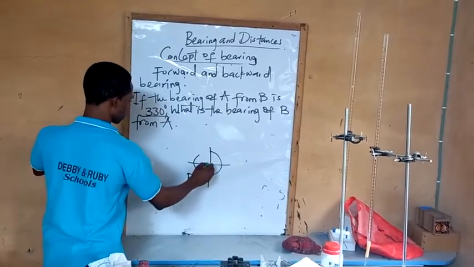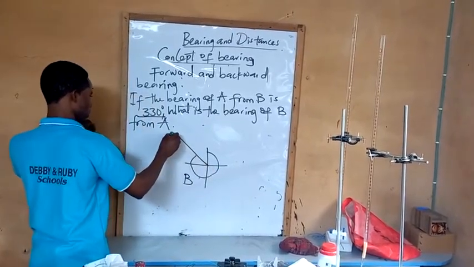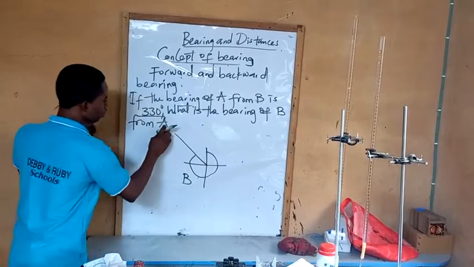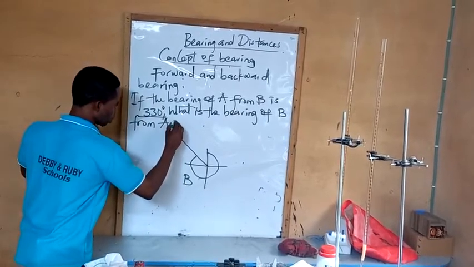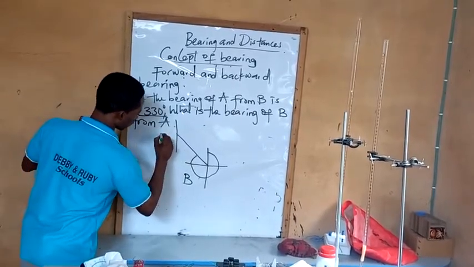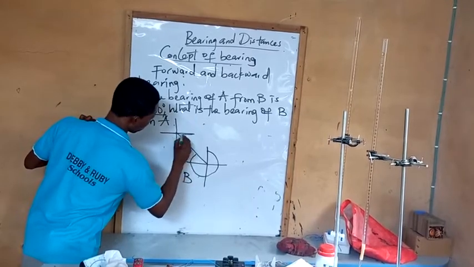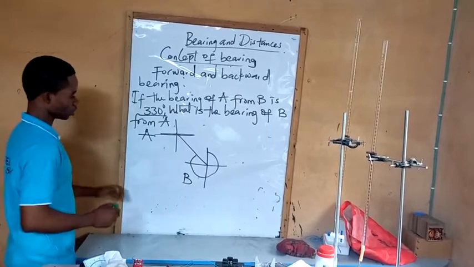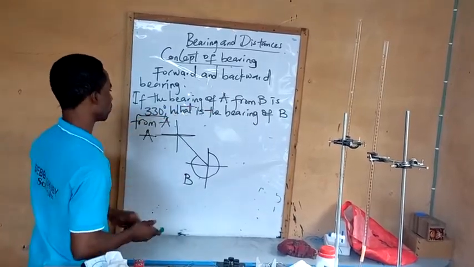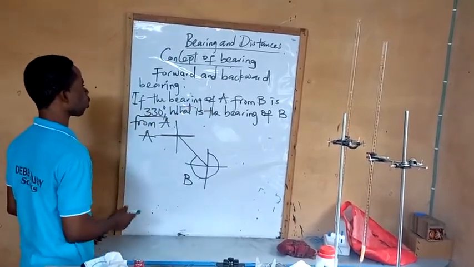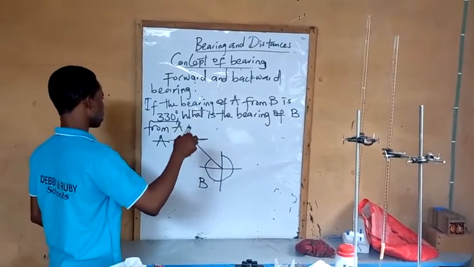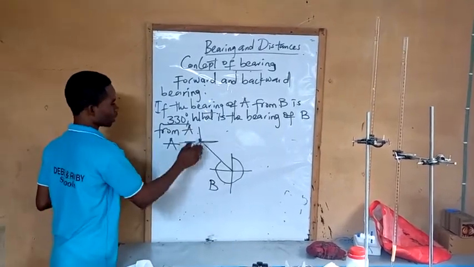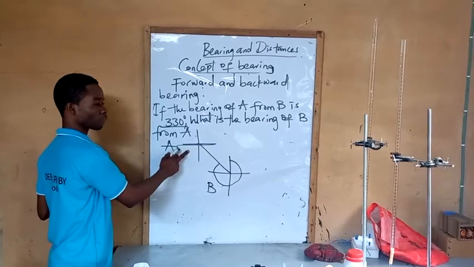So they said the bearing of A from B. So we are moving out from here. Just join. So anywhere you stop here, put your straight line and draw a cardinal point to join everything together like this. B. So this will represent your A. So the bearing of A from B is 330. What is the bearing of B from A? From A. I've told you.